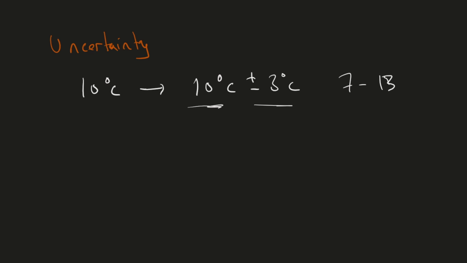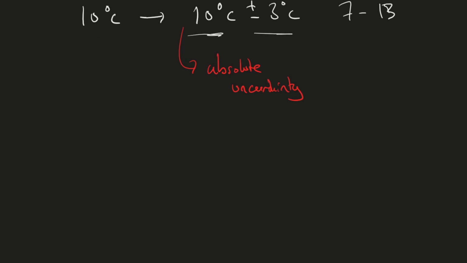So when we write it out like this, it's called absolute uncertainty. The reason why it's an absolute value is because the unit here is the same unit as the unit of measurement. So we measured it in degrees Celsius and we give our uncertainty in degrees Celsius, therefore it's an absolute uncertainty.